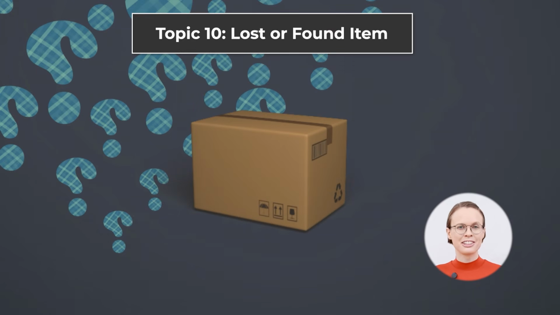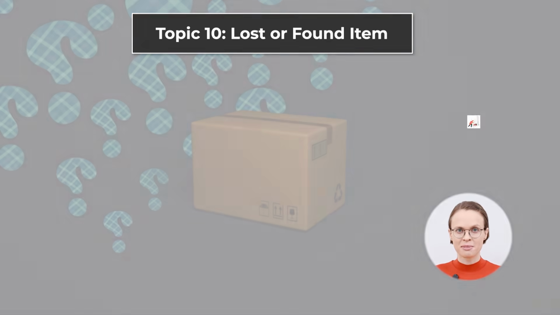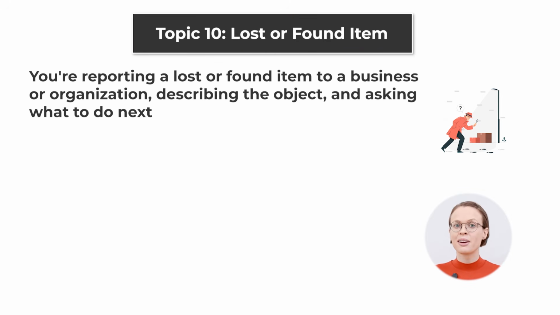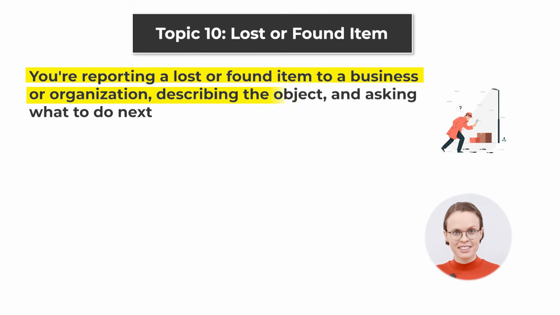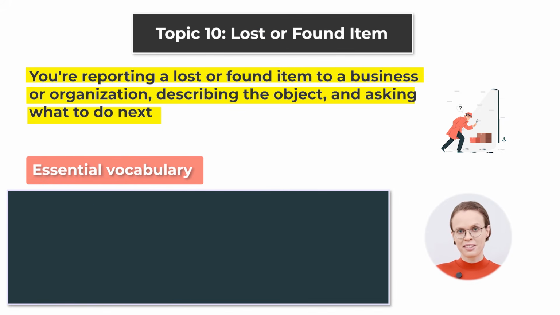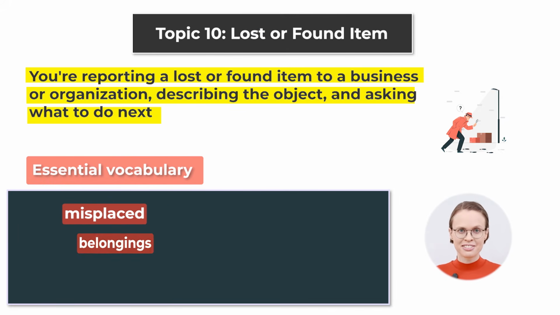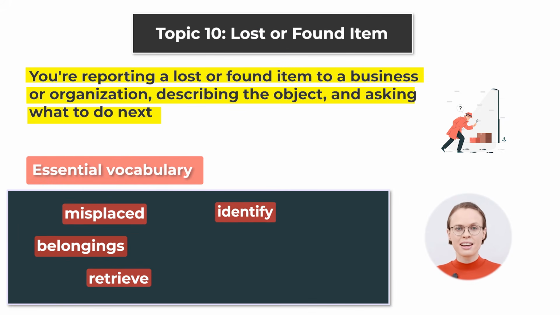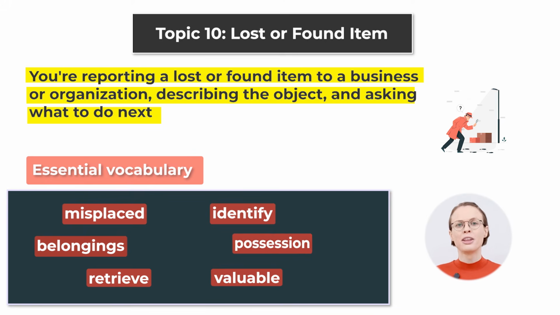Topic number 10 is the lost or found item email. In this email, you're reporting a lost or found item to a business or organization, describing the object and asking what to do next. Essential vocabulary includes misplaced, belongings, retrieve, identify, valuable, and possession.